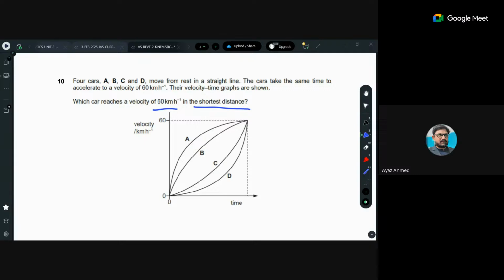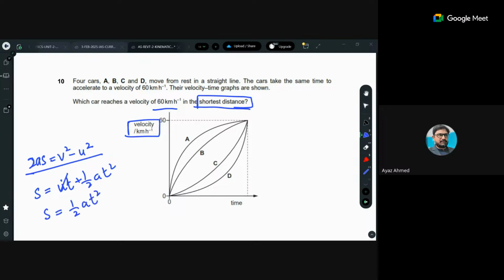Initially, its acceleration should be larger. Or you can say, for example, this is the velocity-time graph, and we have to keep this distance under consideration. 2as equals v square minus u square is one of the equations, and the second equation is s equals ut plus 1 by 2 at square. When u is 0, it is 1 by 2 at square. So if the car has to travel the shortest distance in the same time, the acceleration of the car should be the largest. Is it?